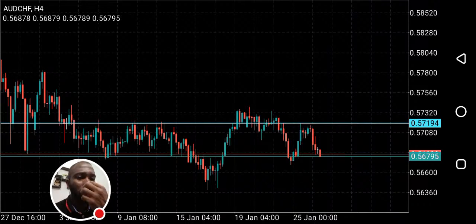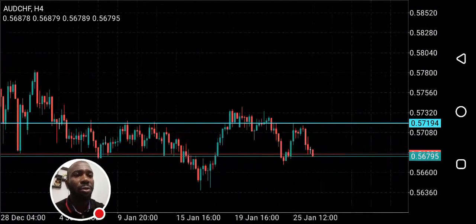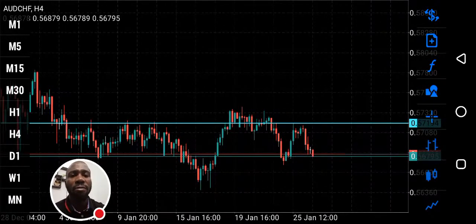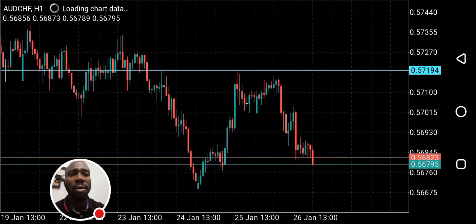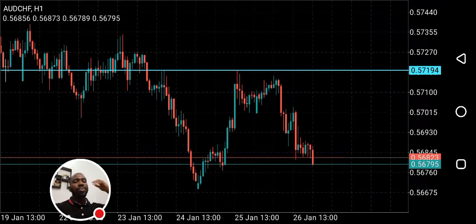Don't just focus on one time frame. Use multiple time frames for your analysis. So let's go down to 1 hour. What do we have on 1 hour? From the weekly down to 1 hour, the setup is bearish.